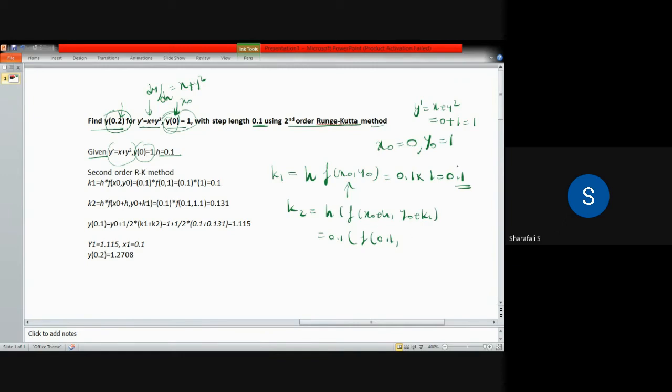Y0 is 1 and k1 is 0.1. So 1 plus k1 is 1.1. If you calculate f of 0.1 comma 1.1 and multiply that with this, then you will be getting here 0.131.